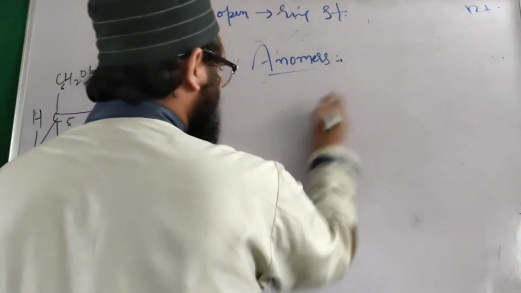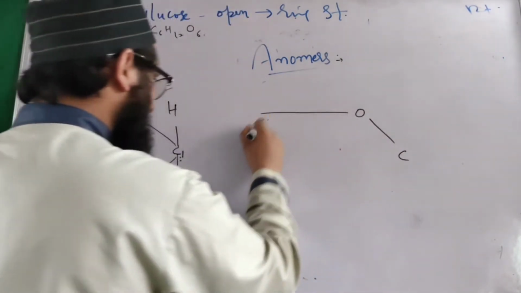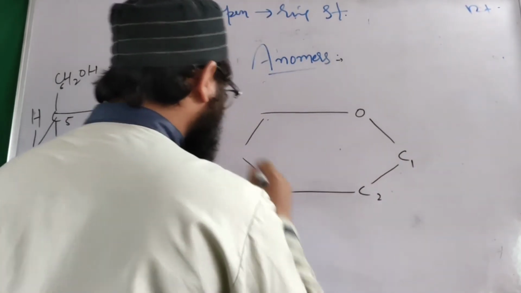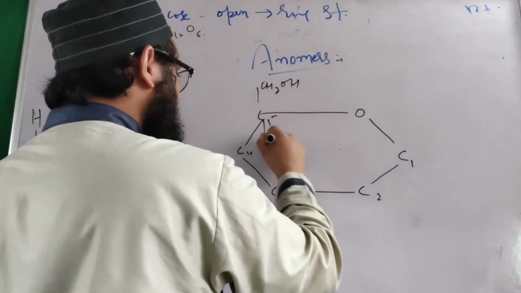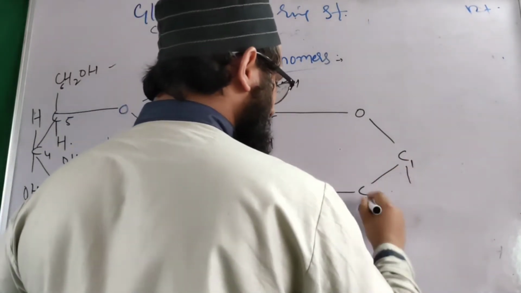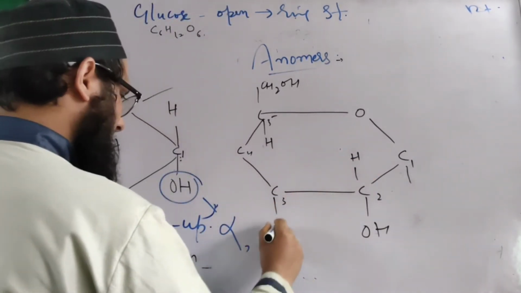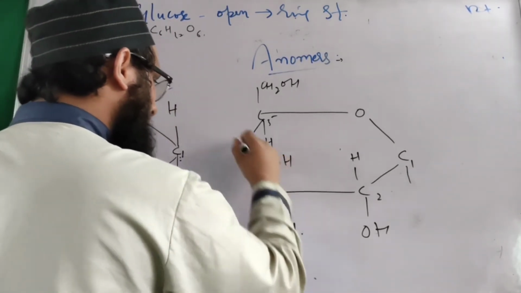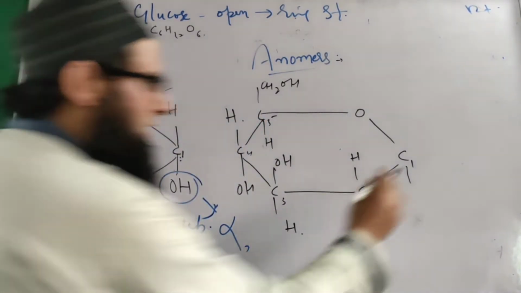For example, we'll make another structure of glucose over here. This is carbon 1, 2, 3. We have 4, 5. We have CH2OH over here, and over here it is simply H. We have OH, H at 3. It's H and OH at 4. We have OH and H on top. Clear? So let's have a look at carbon number 1.